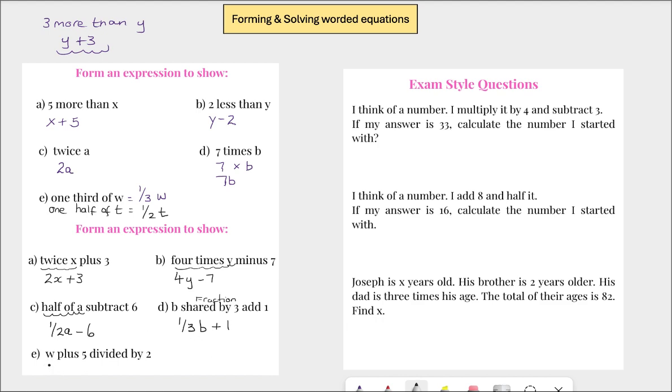And then finally, W plus 5 divided by 2. So I would do W plus 5. And we know that's that. Our line is our divided by 2. That's it. So I think the only one there where you'd have to really think about it is D, because shared isn't a straightforward word unless you've learned other topics.